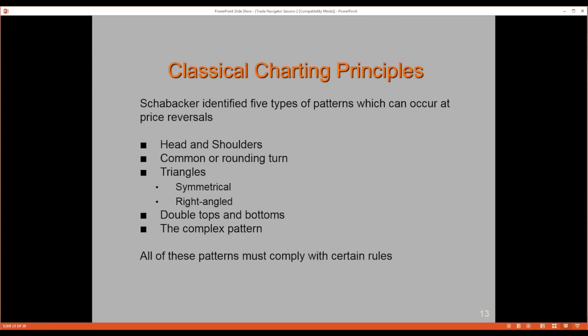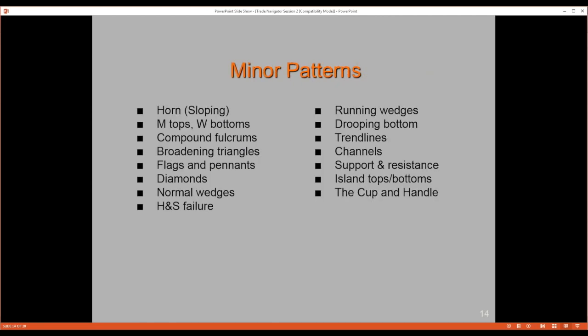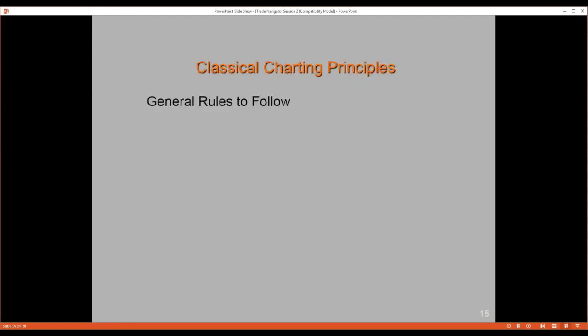All of these patterns must comply with certain rules. And then, of course, Schabacker also identifies a whole number of minor patterns. The horn, M-tops, W-bottoms, compound fulcrums, all the way on. The last one on the right-hand side, the cup and handle, I have accepted that. Even though Schabacker never alluded to a pattern called a cup and handle, I have been convinced that that's a good pattern, and I put it in my repertoire of patterns that I'll identify. But you can take a look at the rest of them.